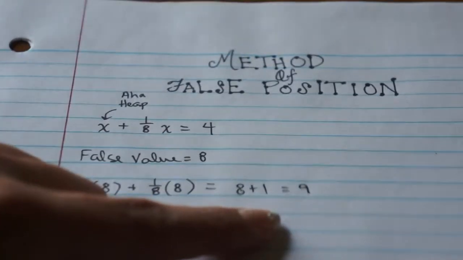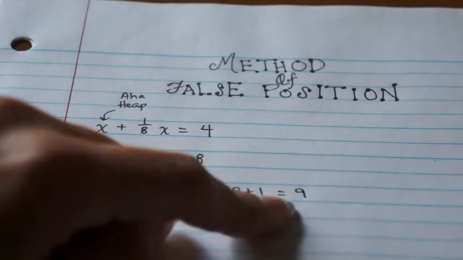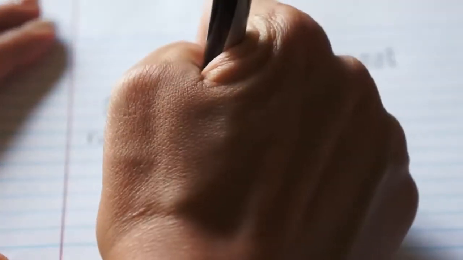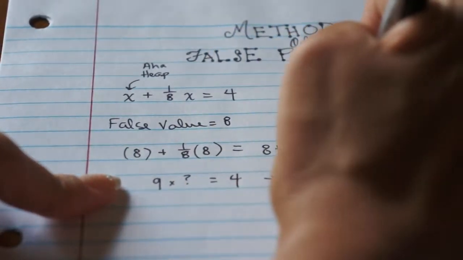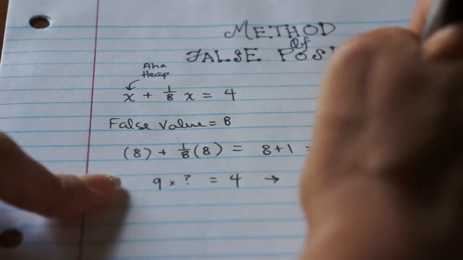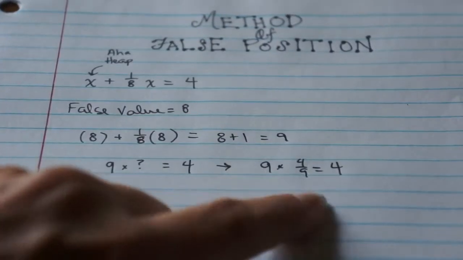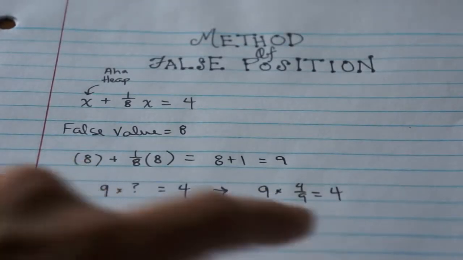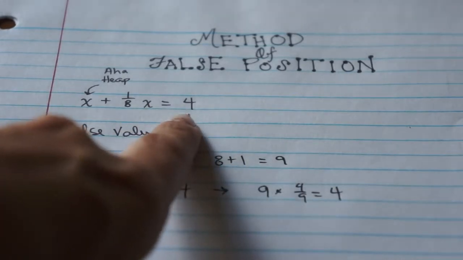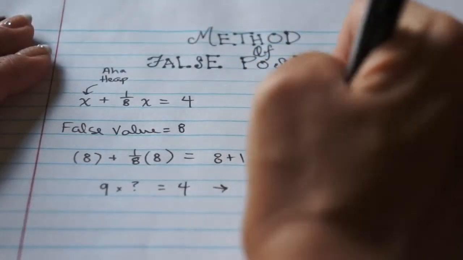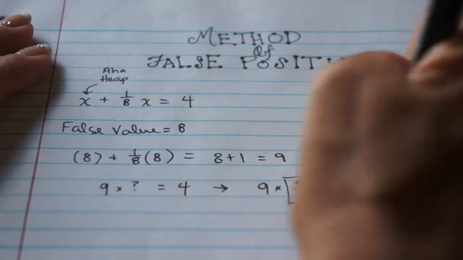So obviously this is not the right answer, but we can use that to figure out what the right answer is. And so the question we have to ask ourselves is, 9 times what number equals 4? We're basically trying to figure out how far away from the right answer we are. So this would be 9 times 4/9, and that equals 4, because the 9 and the 9 would cancel out, and then you would just have a 4 left. So basically, if you take our wrong answer and multiply by 4/9, you get the right answer. Okay, so I'm going to call this the proportion value. I don't really know what the technical name is.